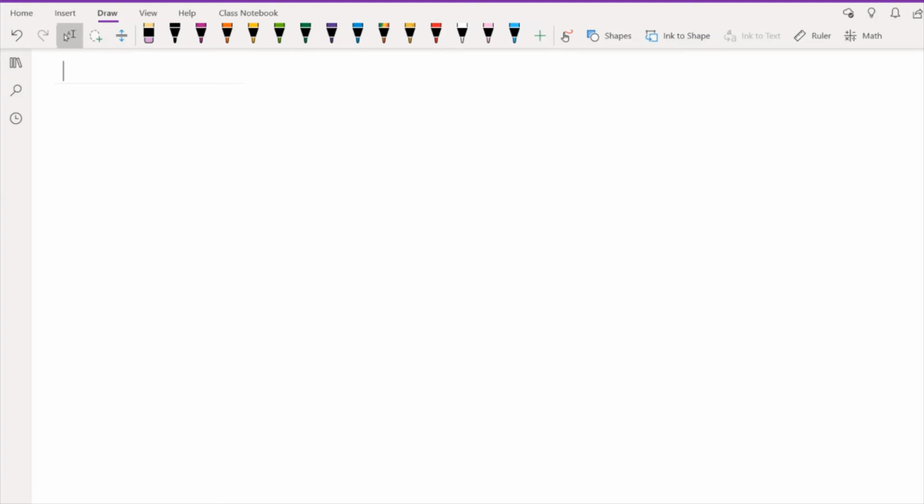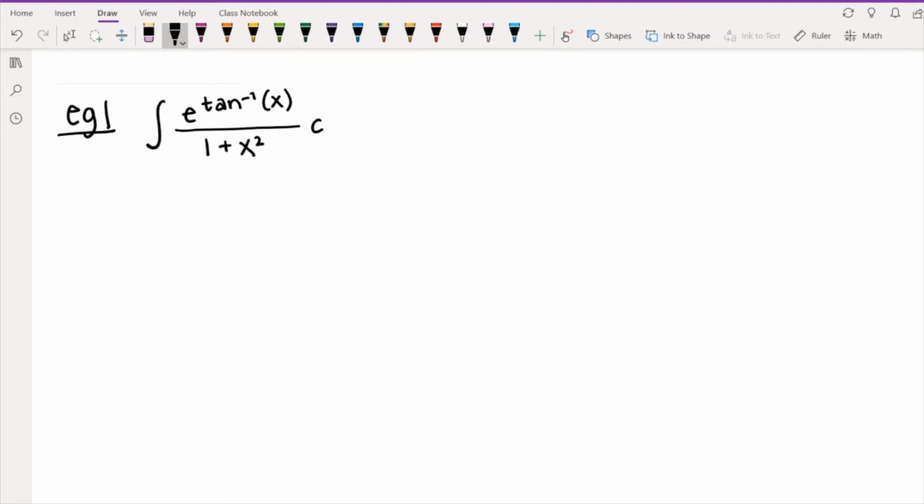All right, so let's start with an example. Let's say that we wanted to find the integral of e to the inverse tangent of x over 1 plus x squared. Thinking about our list of different strategies, we have the idea of looking at our integral table, and if you did, you would see that this is not on there. And then we have the idea of simplification, and this one doesn't really simplify.